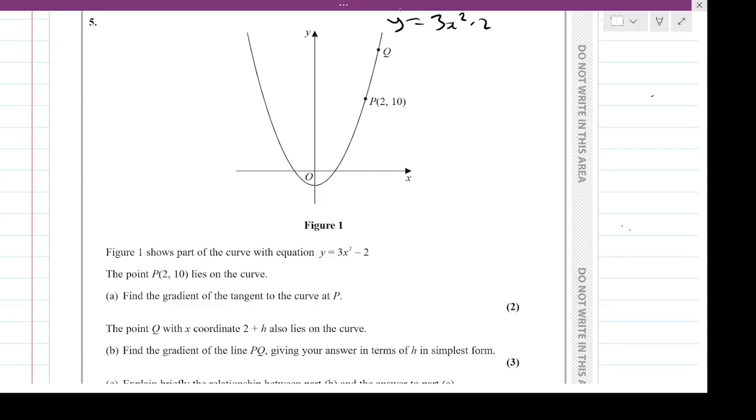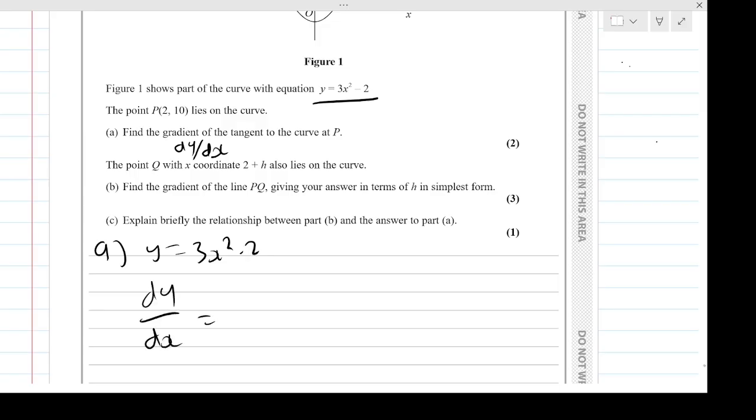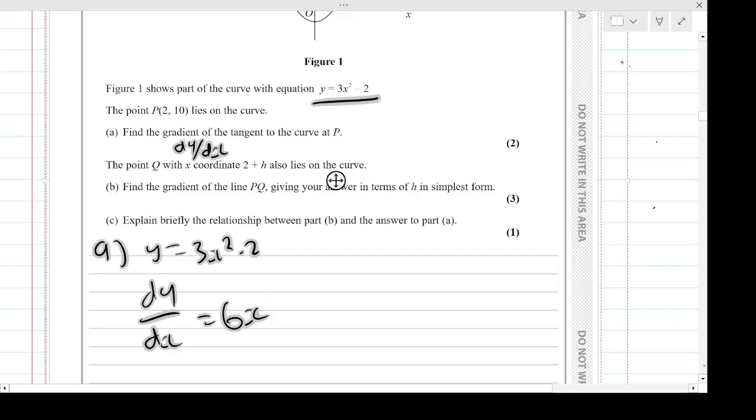So the tangent is all to do with the gradient, right? So how do I deal with gradients? The gradient is all to do with the derivative, right? It's dy/dx. So I know y is 3x squared minus 2. So if we differentiate using the power rule, we bring the power to the front, so it'd be 3 times 2, that's going to be 6x. Then we knock 1 off the power. So 2 take away 1 is 1, that's just x. And then any constants go to 0, so it's just 6x, right?